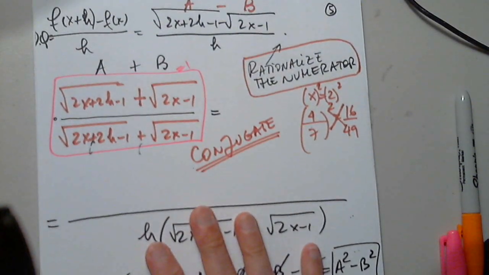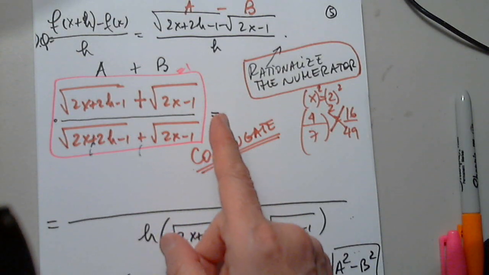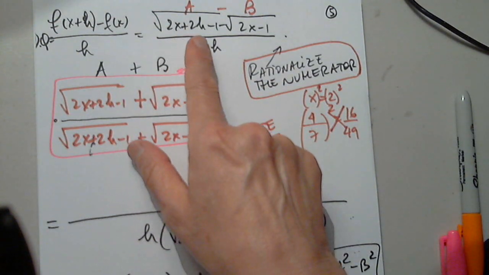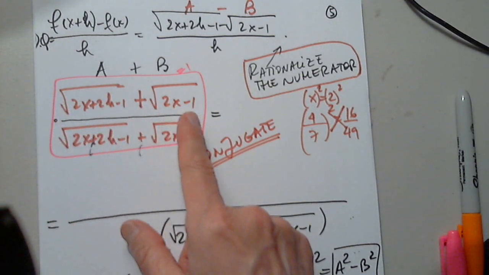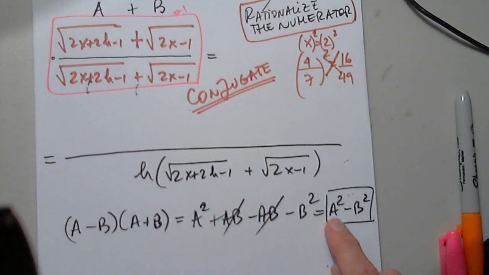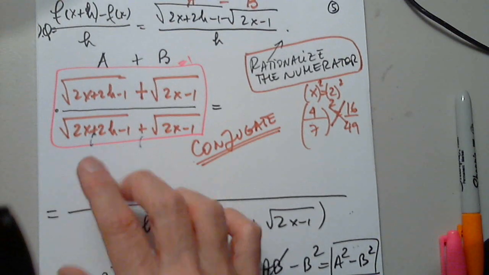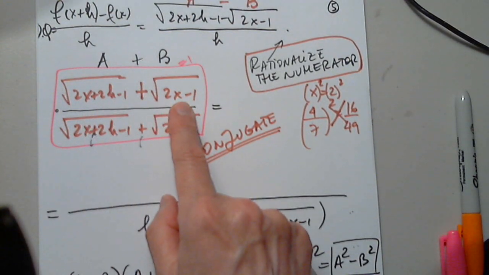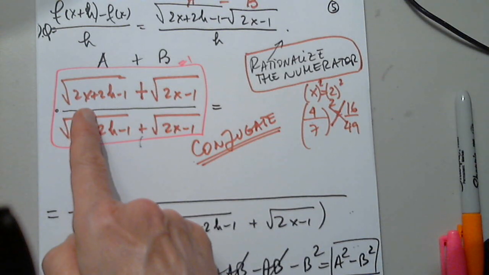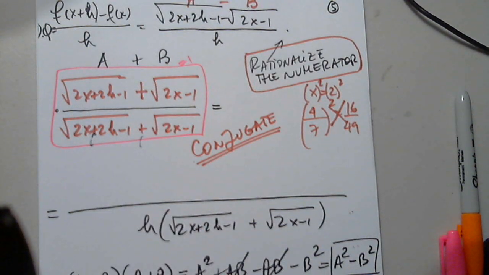Now, we're going to go back to our multiplication. The square root minus this times the square root plus this. And remember, we have to get a squared minus b squared. So can anyone square this for us? The square root of 2x plus 2h minus 1, squared. Can anyone square that for us? What should I write?